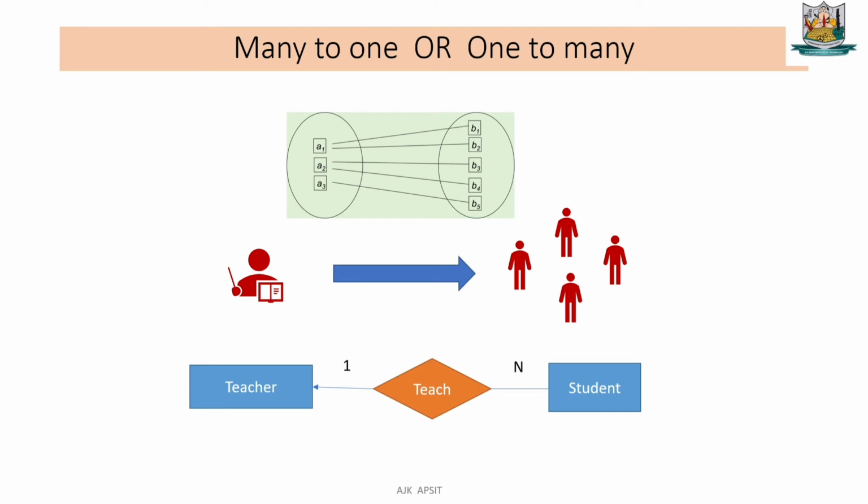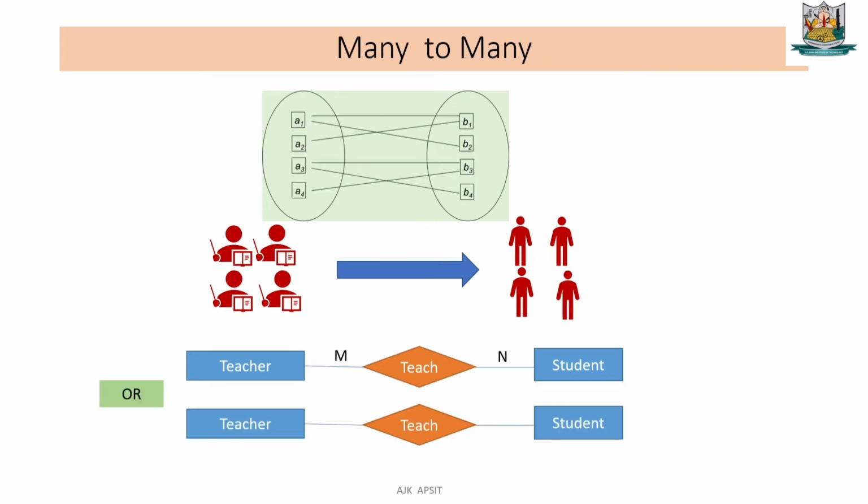Now many to one and one to many cardinality. For example, a teacher is teaching many students, which is a one to many or many to one cardinality. In the ER diagram, it is defined with the symbols 1 and N written over the links of the relationship. The last cardinality is many to many, where many teachers are teaching many students. In the ER model, many to many cardinality is represented with the symbols M and N. That means many to many cardinality is present between the teachers and the students.